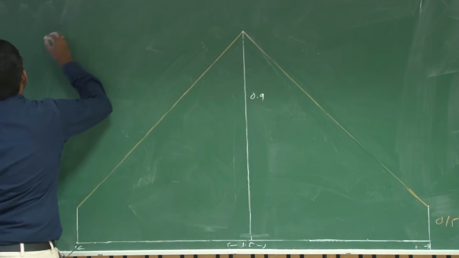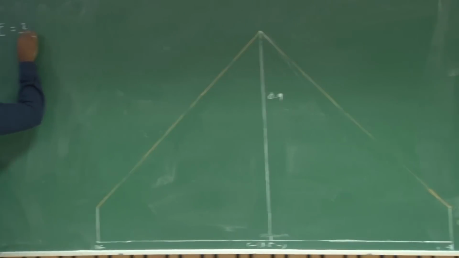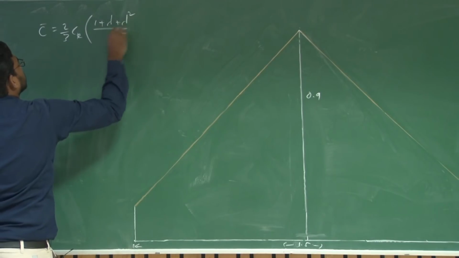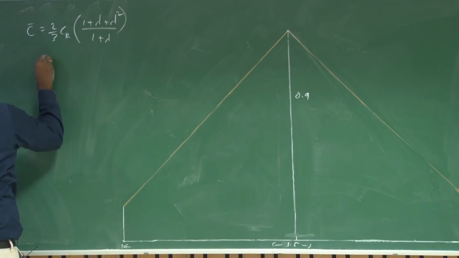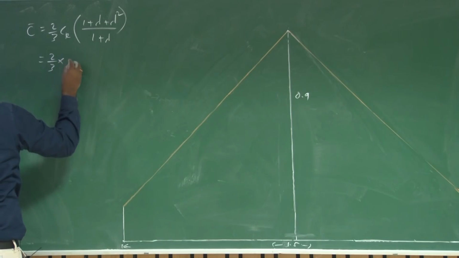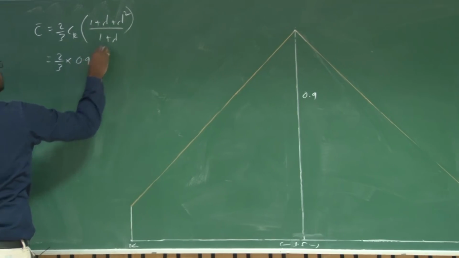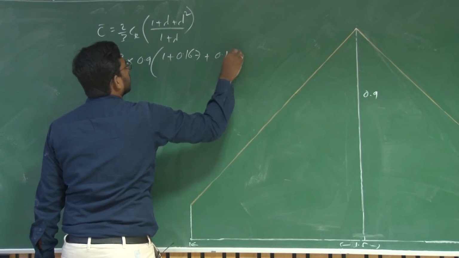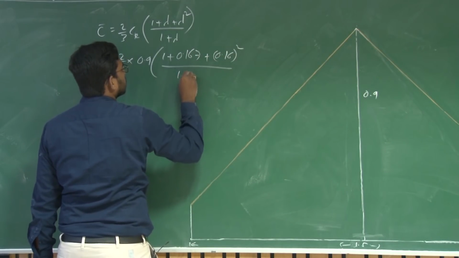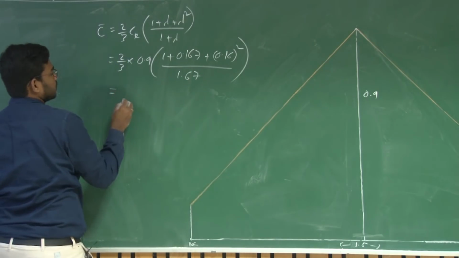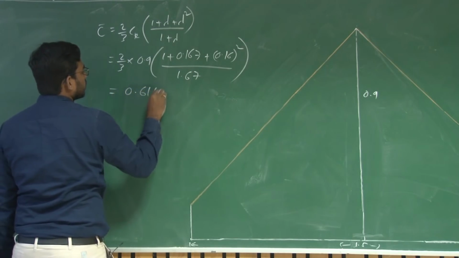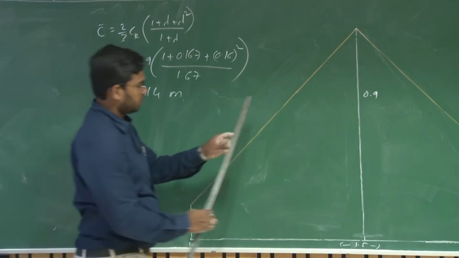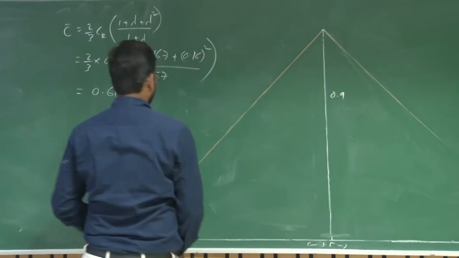So, we have C bar equals 2/3 CR times (1 plus lambda plus lambda square) divided by (1 plus lambda), that is 2/3. What is CR? 0.9 into (1 plus 0.167 plus 0.167 square) divided by 1.167. This is 0.614 meters. Now, let us see what is this 0.614 meters.